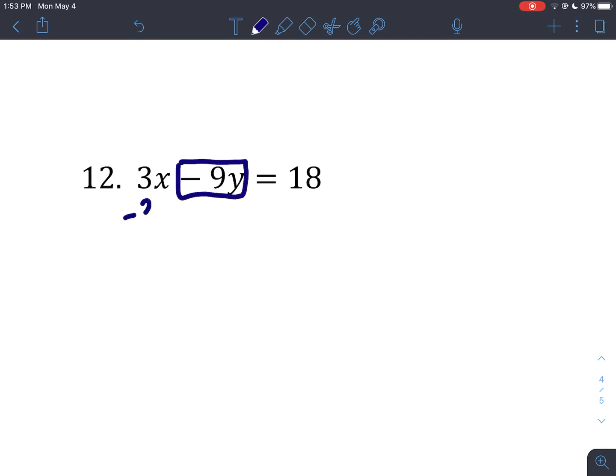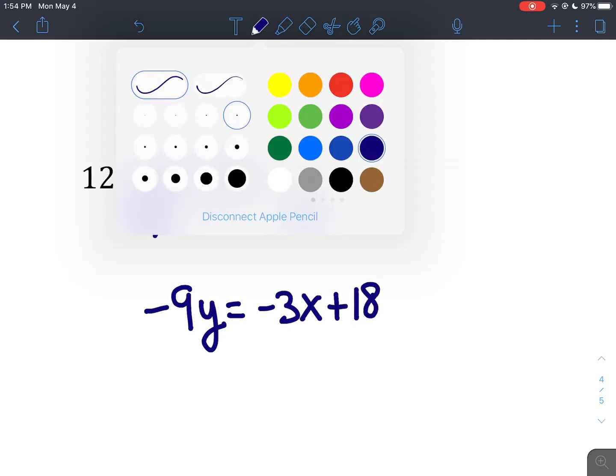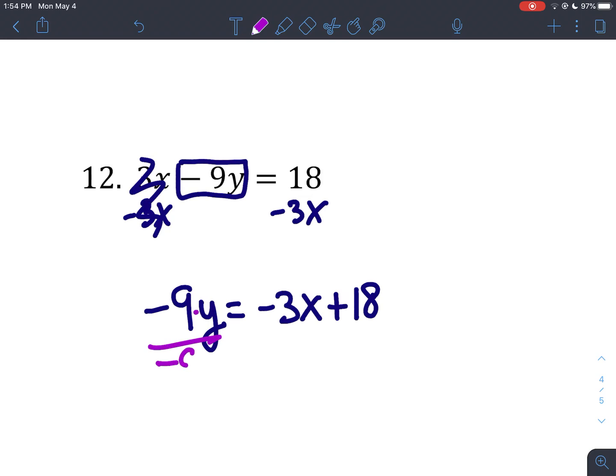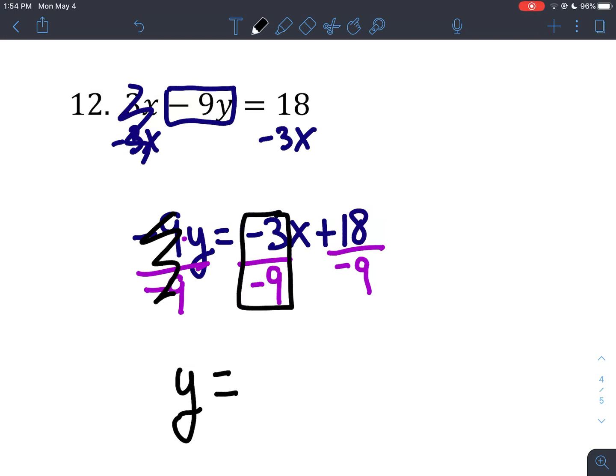We've got to get rid of a 3x, so we're going to subtract a 3x from both sides. So now I have negative 9y equals negative 3x plus 18. That y is not by itself yet. We've got to undo a times negative 9. So we're going to divide by negative 9. Negative 9 divided by negative 9 is 1. So I have a single y equals negative 3 over 9. The negatives are going to cancel each other out, so it's a positive number, and 3 over 9 can be reduced to 1/3 x.